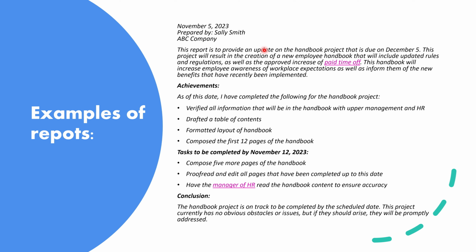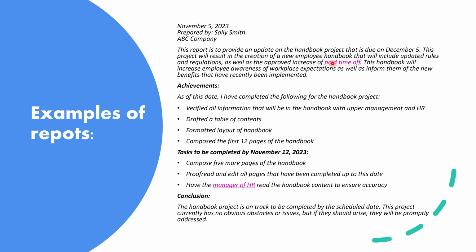It's to provide an update, to suggest an improvement, to review the accounts. This is the purpose. And then you are telling me something like what all this will be about. What will these key points say? What will it add to this report? So he's saying here, this project will result in the creation of a new employee handbook that will include updated results and regulations, as well as the approved increase of paid time off. This handbook will increase employee awareness.